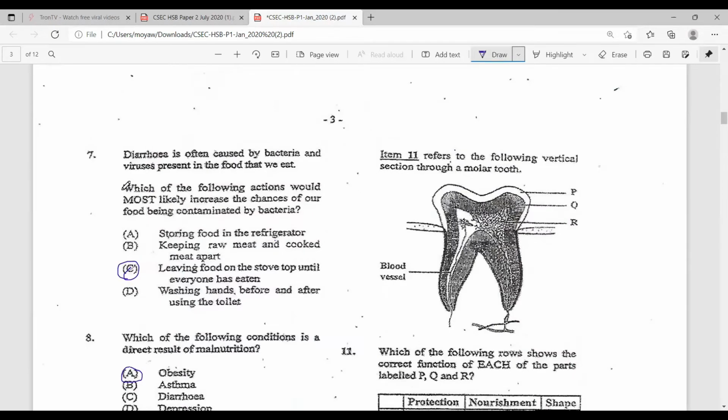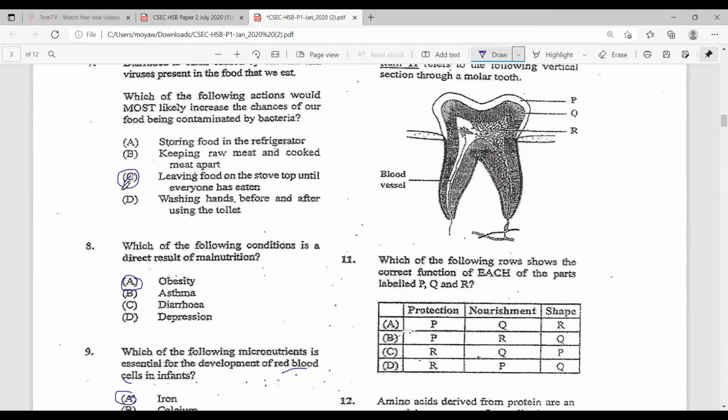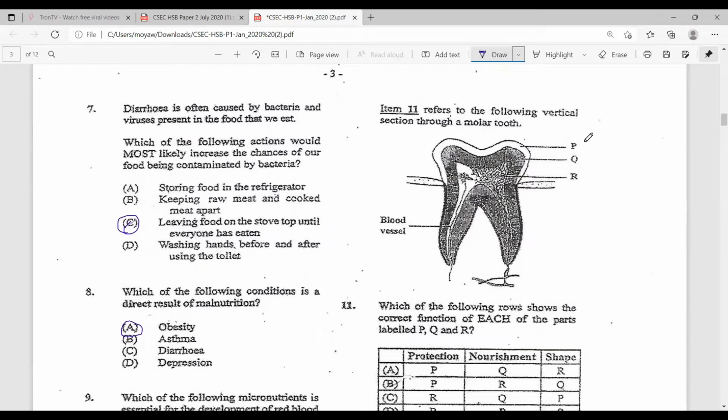Item 11 refers to the following vertical section through a molar tooth. The actual question: which of the following rows shows the correct function of each of the parts labeled P, Q, and R? As usual, students, we always try to label. So we're looking at the tooth, and we know that P is the enamel.